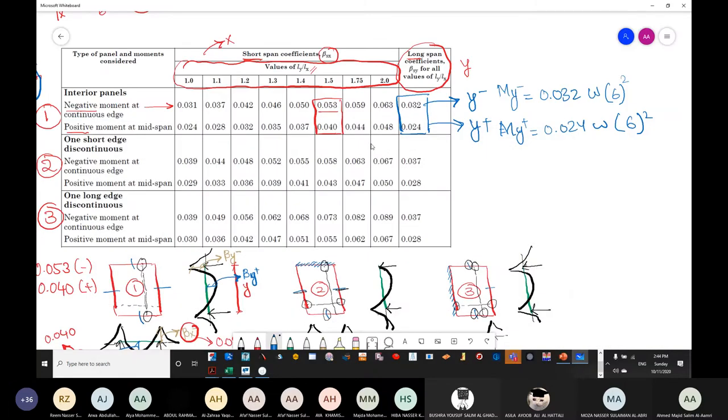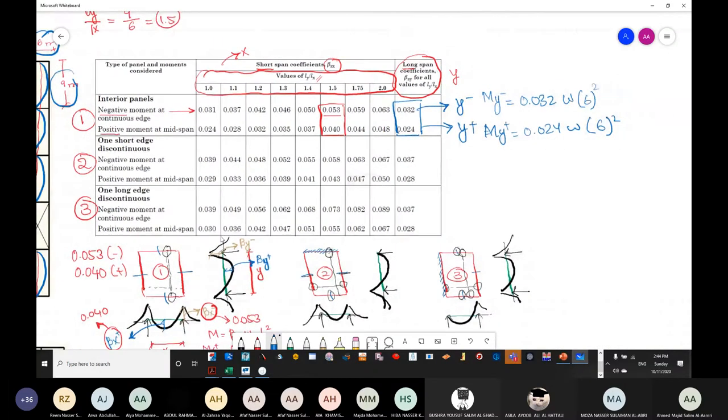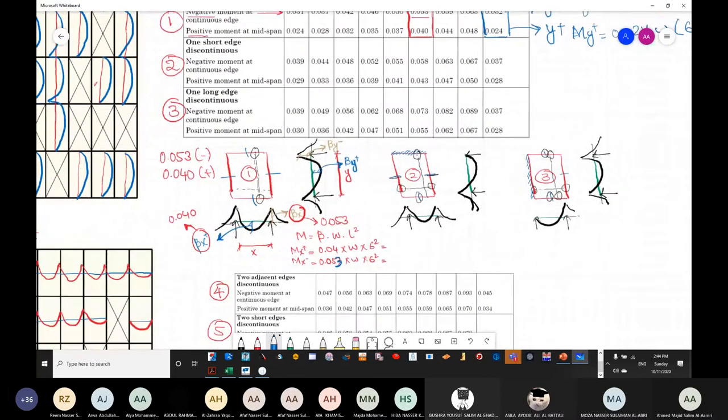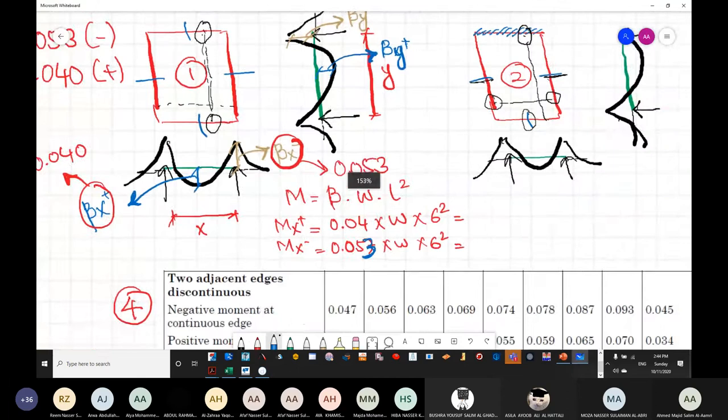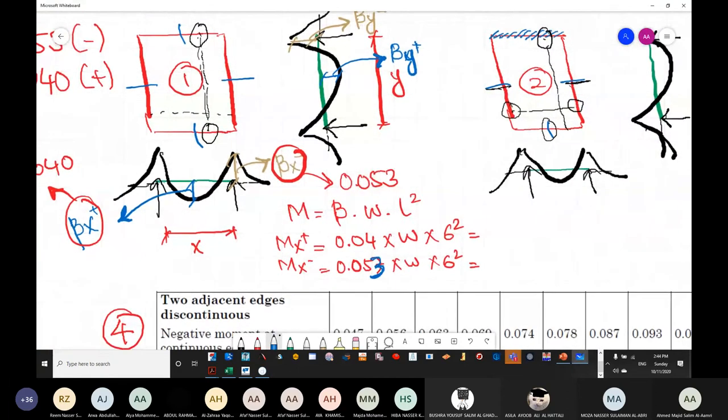Now, is it clear that for case number one we are getting four moments? X positive, X negative, Y positive, Y negative. It means I'll be having four coefficients, four moments, four areas of reinforcement. In a one way slab, you used to calculate for one. Now for this, you need to calculate four times. Very good.